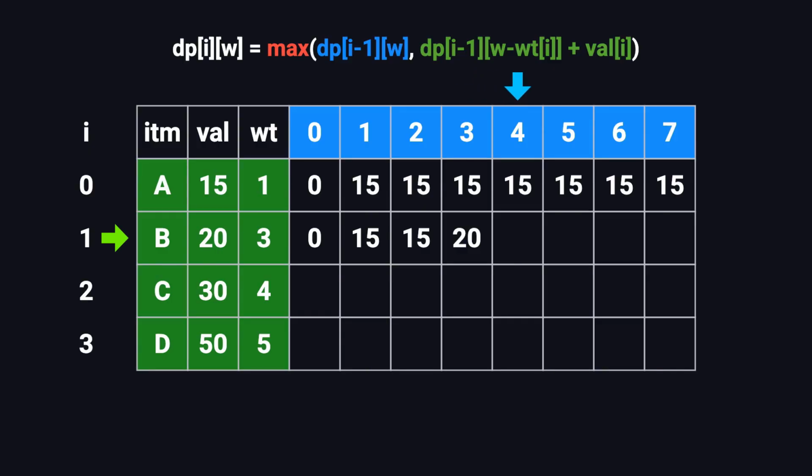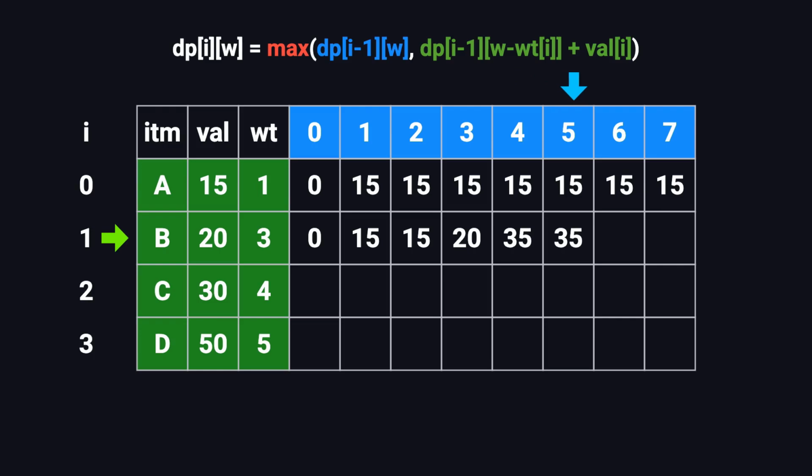At capacity 4, we again have two options. If we skip item B, we keep the value from the previous row, that's 15. If we take B, we get 20 from B, and we have 1 kilogram of capacity left. Looking at the previous row at capacity 1, the best value we can get is 15. So the total value if we take B is 20 plus 15, which equals 35. Now we compare 15 if we skip B, or 35 if we take it. Clearly, taking B gives a higher value, so we fill in 35.